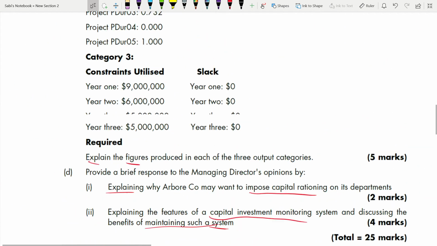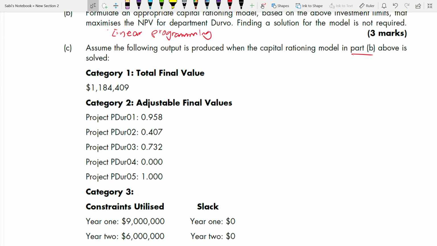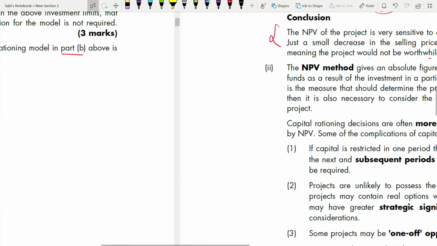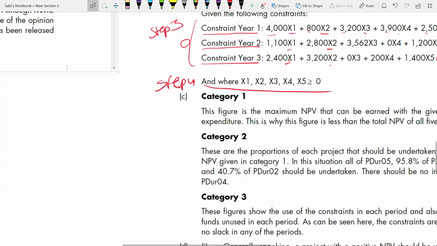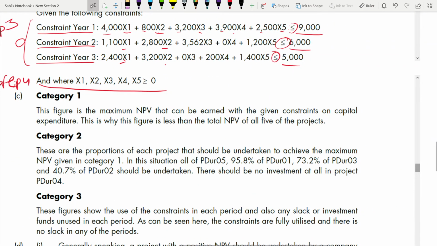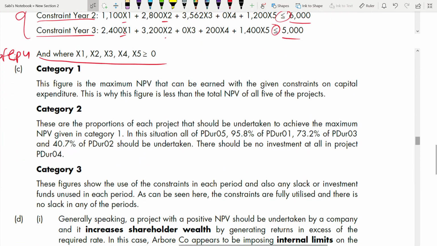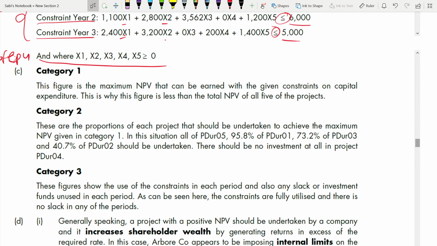What is category 1? In category 1, they have just given the total final value, 1 million something. So what is it? Let's see. That is the net present value. This figure is the maximum net present value that can be earned with the given constraints on capital expenditure. This is why this figure is less than the total net present value of all 5 of the projects. One thing you can do is add all the 5 net present values from all the 5 projects and see it will be less than this figure which they have given under category 1.